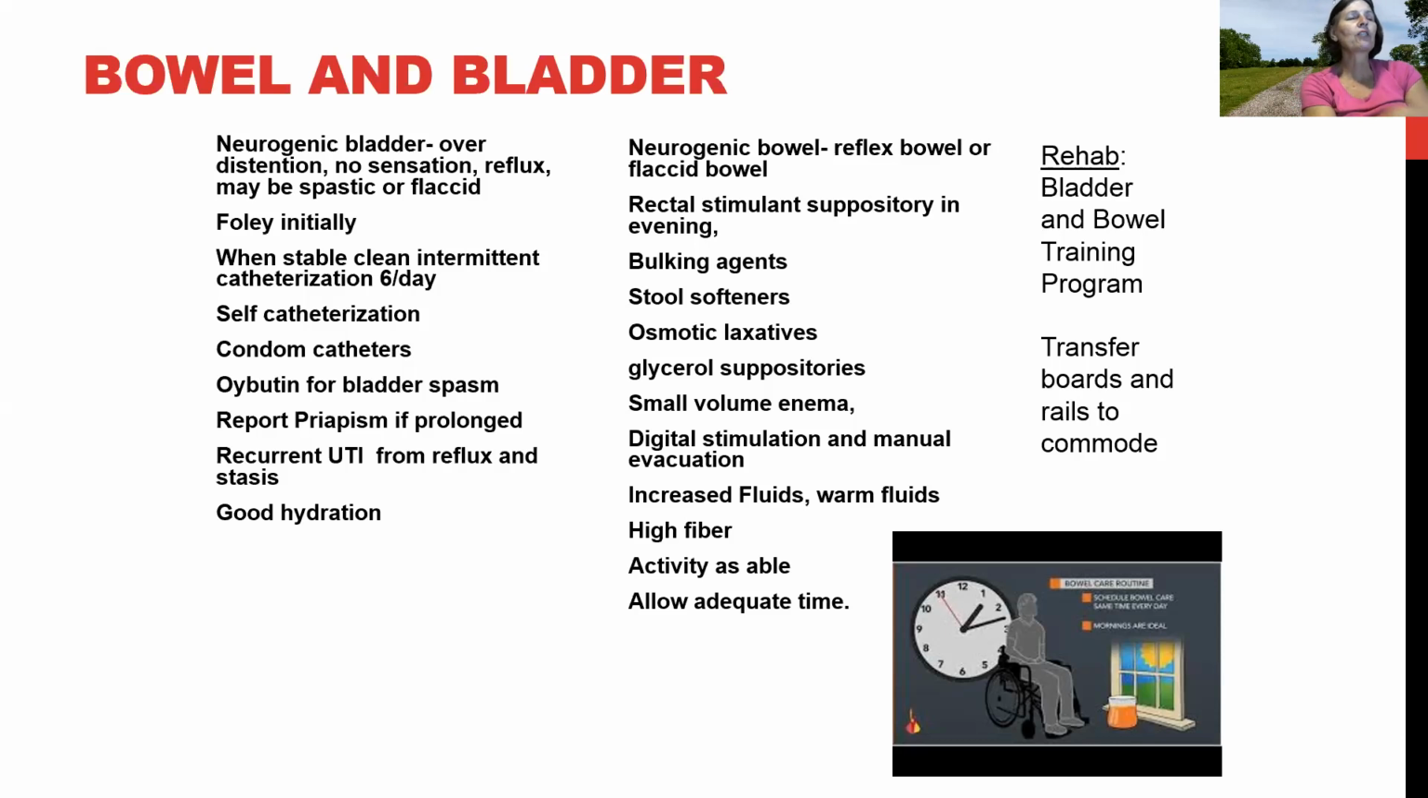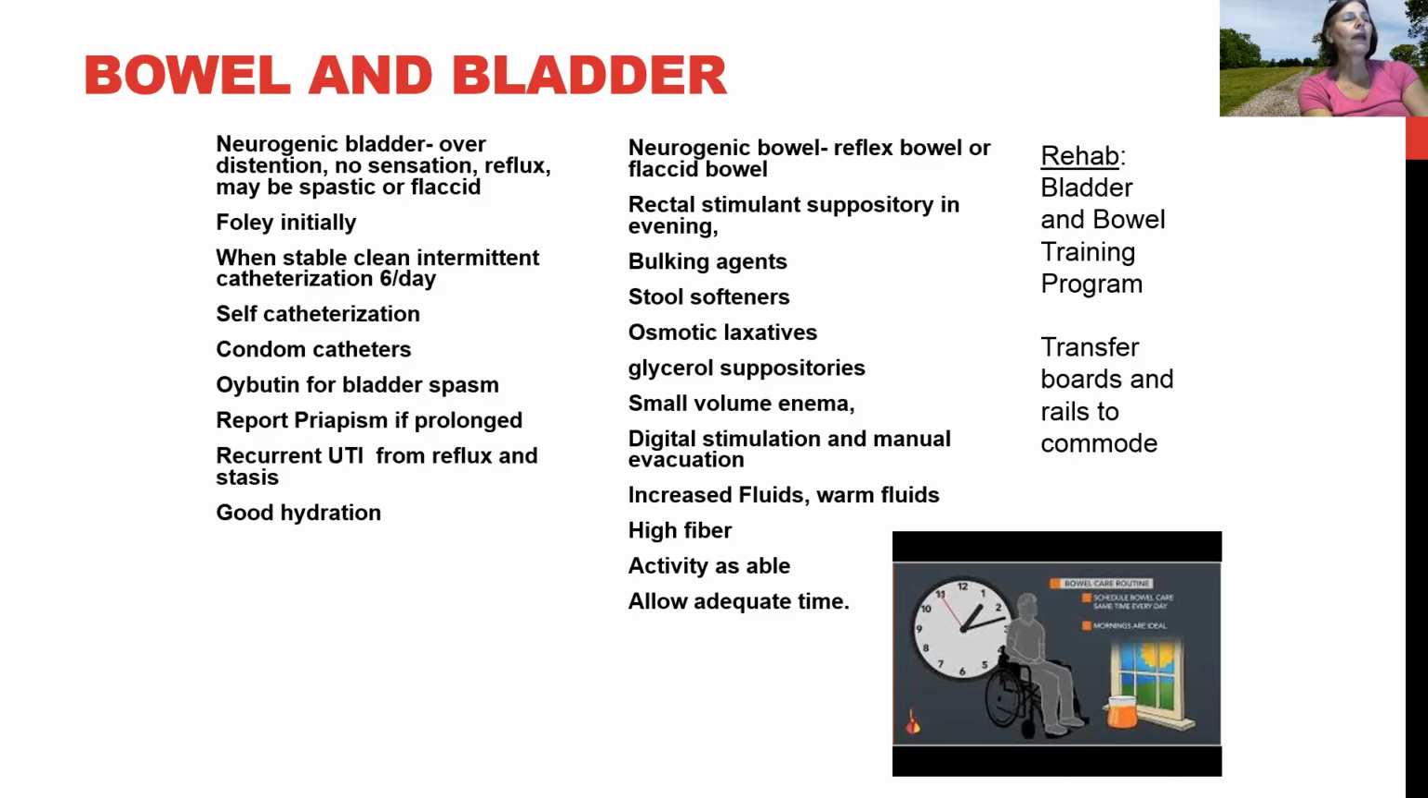If they have a spastic bladder, we can give oxybutynin for bladder spasms, a pretty common drug for bladder spasms in the general population. And if they have a spastic neurogenic bladder, then we can give them oxybutynin for that. Some men, after a spinal cord injury, will get a prolonged erection called a priapism. If it lasts longer than 2 hours, we need to call the provider and help get some relief from that.